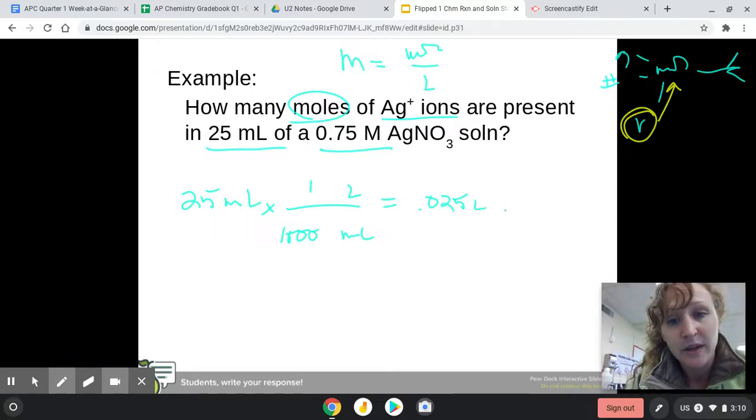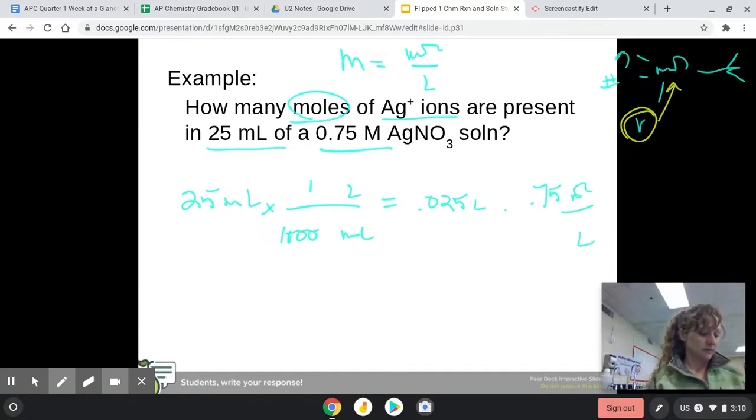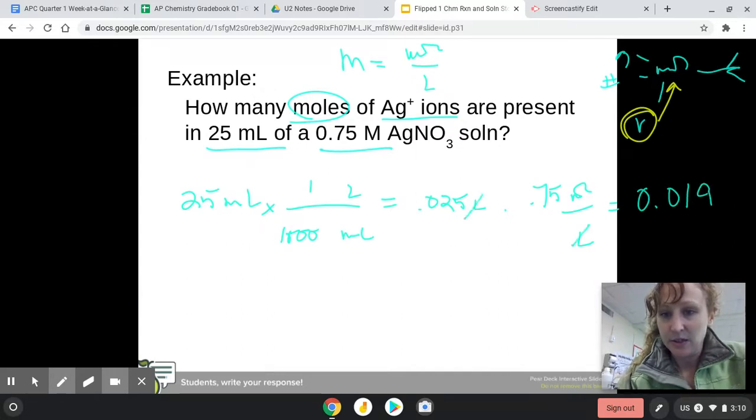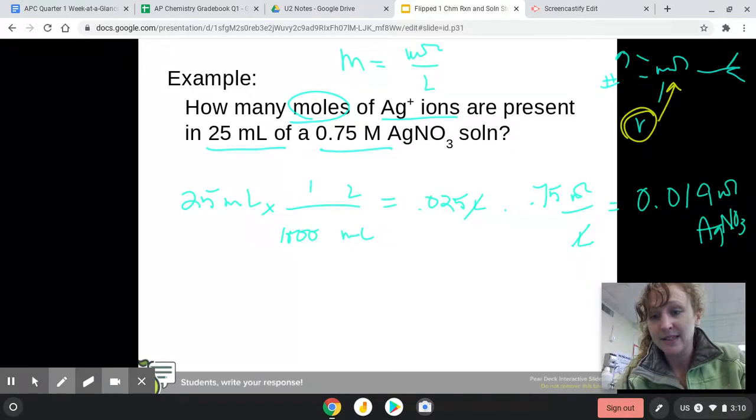Okay, 0.75 moles per liter. So your answer should be 0.019. Now I can keep 2 sig figs, so 0.019. And the liters is going to reduce, and I'm left with moles of AgNO3. Okay, now is that my answer?